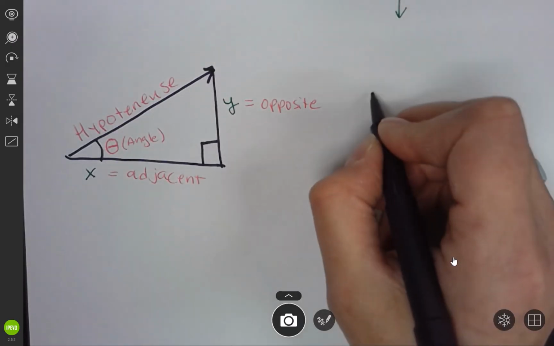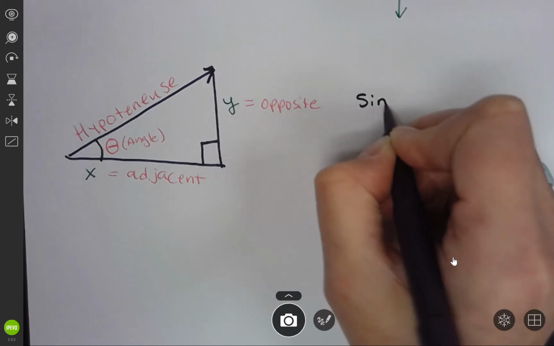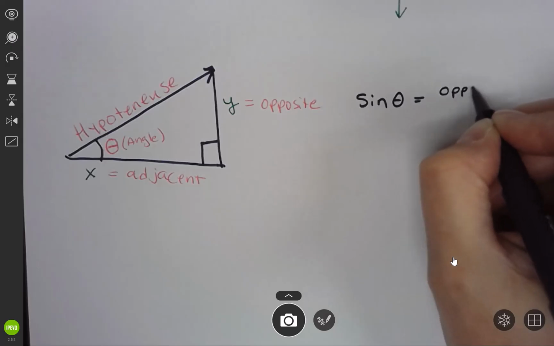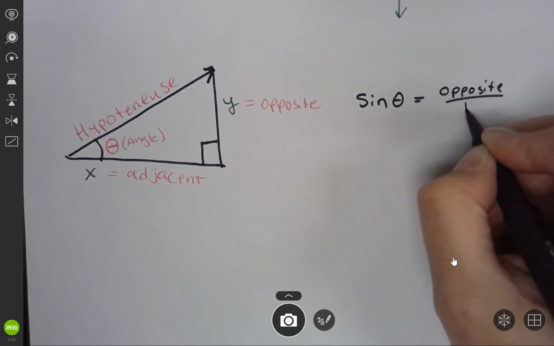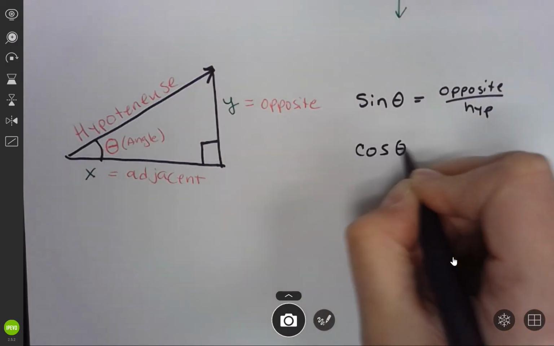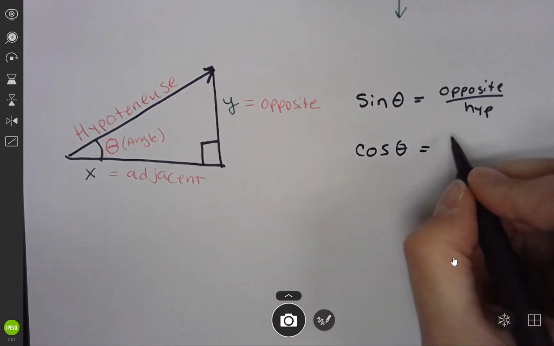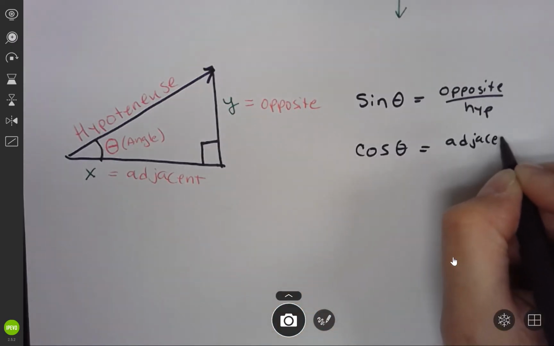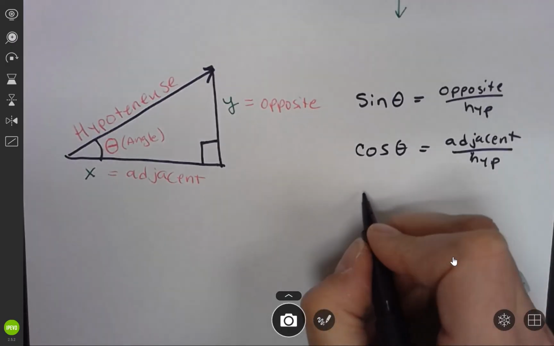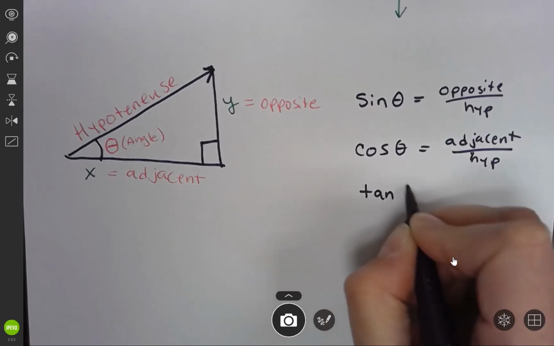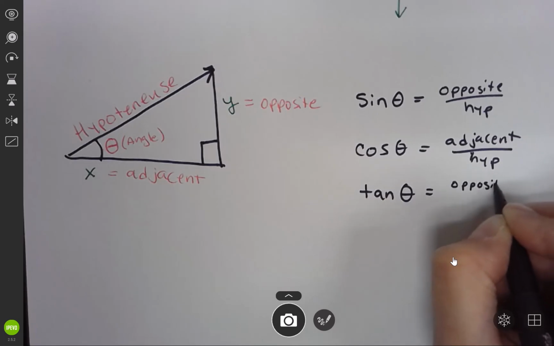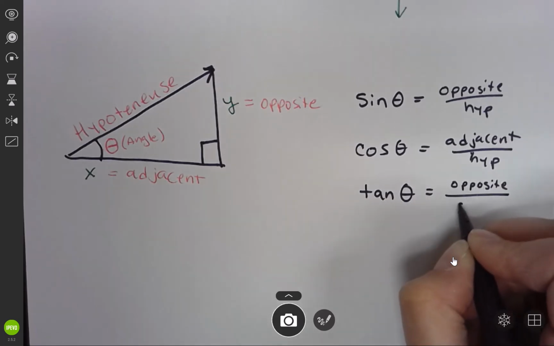So, according to trig, the sine of any angle is equal to the length of its opposite side divided by the hypotenuse, which I'm going to abbreviate. The cosine of any angle is equal to the length of the adjacent side over the hypotenuse. And there's a third one, which we're not going to use today, but we will get to eventually, called tangent. The tangent of any angle is equal to the length of the opposite side divided by the length of the adjacent side.